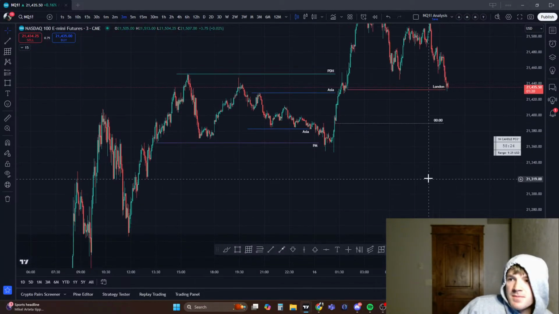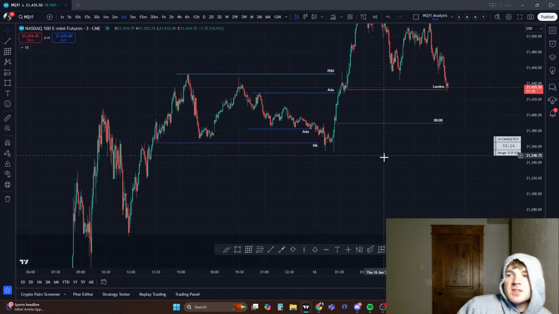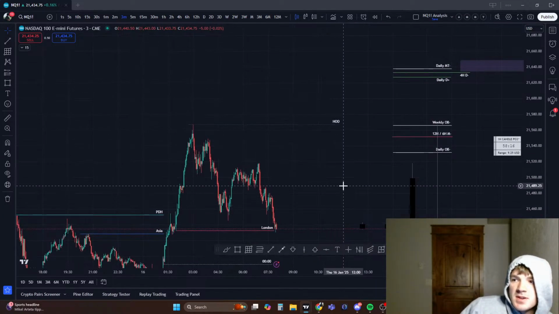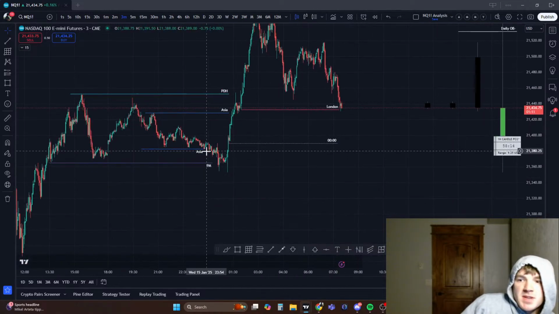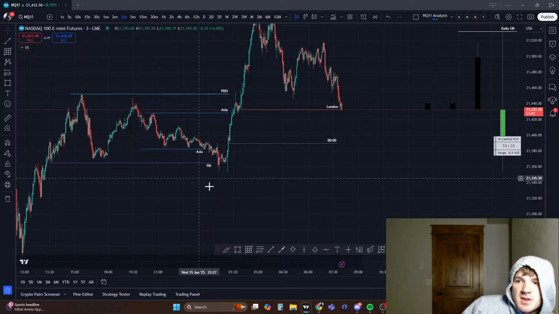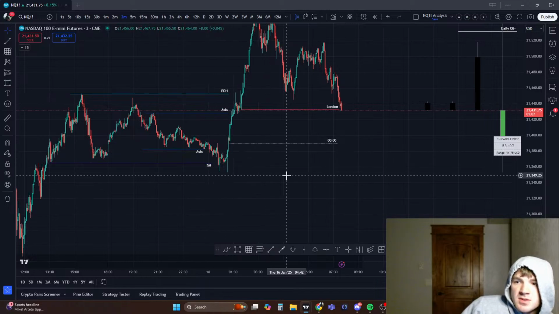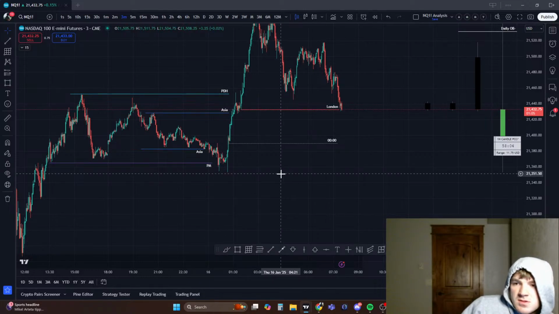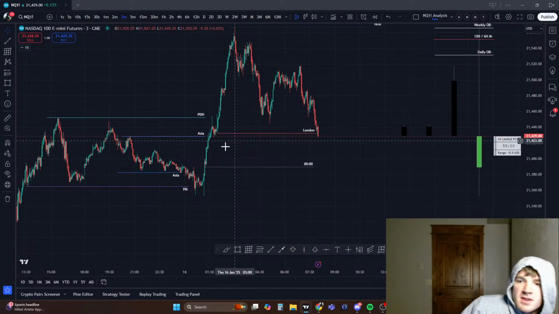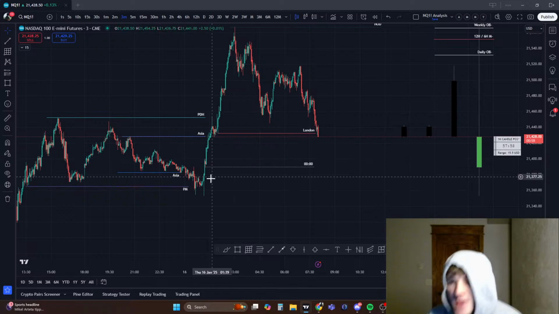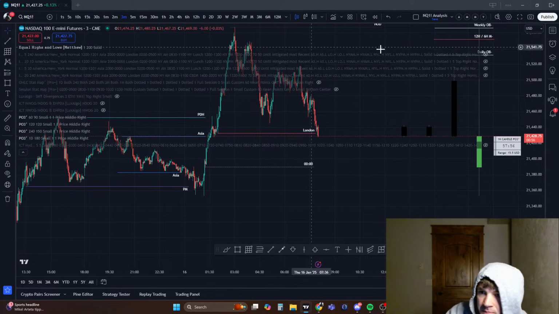I think possibly in the short term I'm leaning bullish because we swept out Asia's lows. I mean, we swept out Asia's lows, but also I don't know. We'll just have to figure it out. I'm not convinced of either right now.